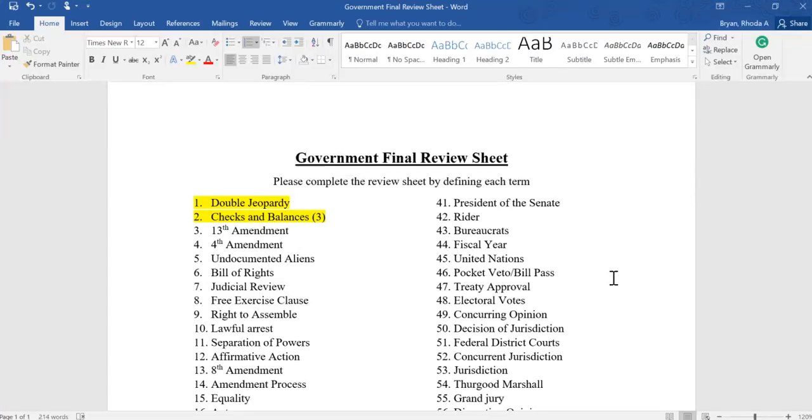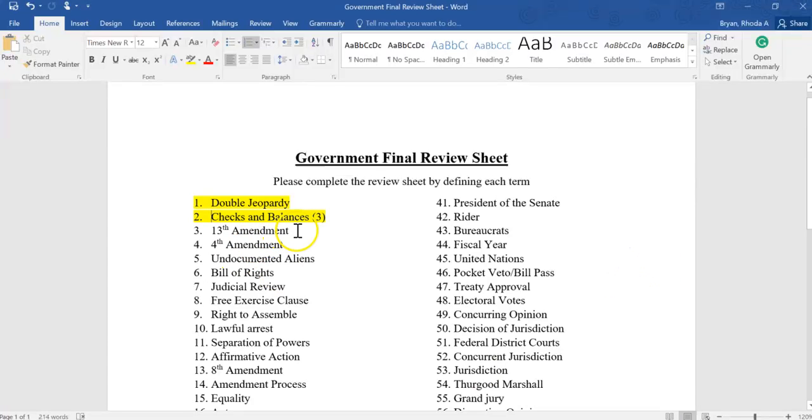There's one more on checks and balances, and that talks more about separation of powers, which focuses on how they're divided evenly, so they can't be above one or the other.